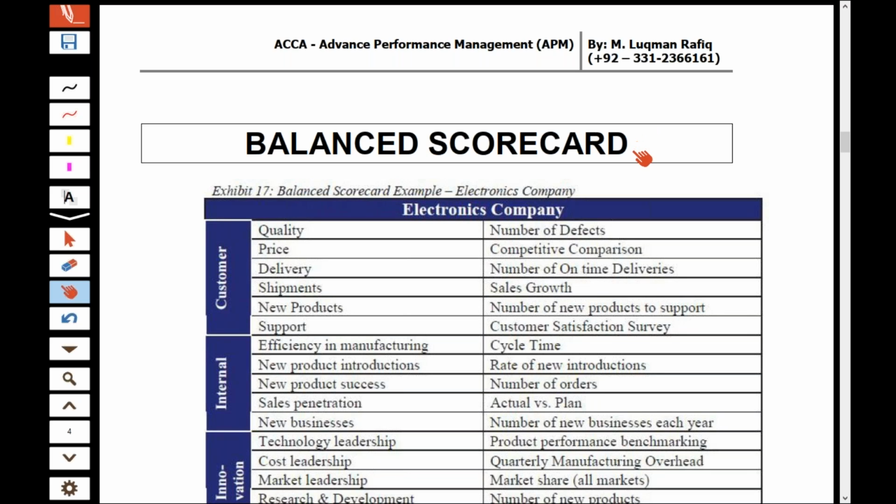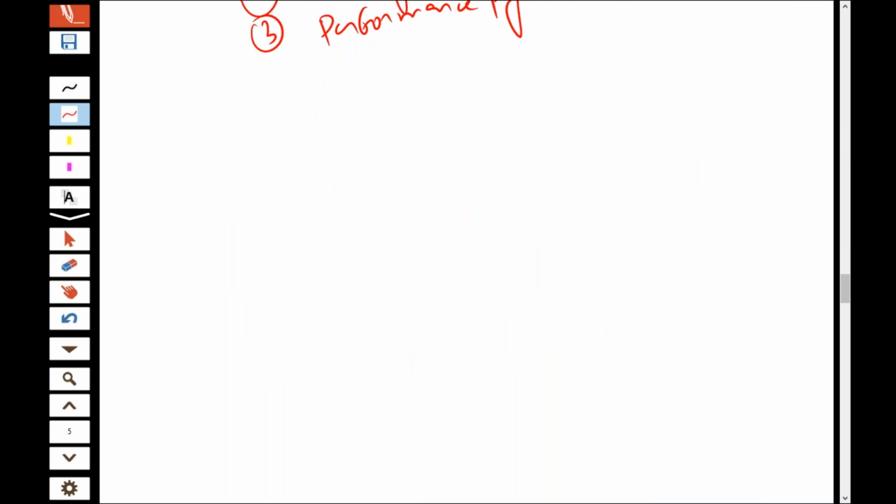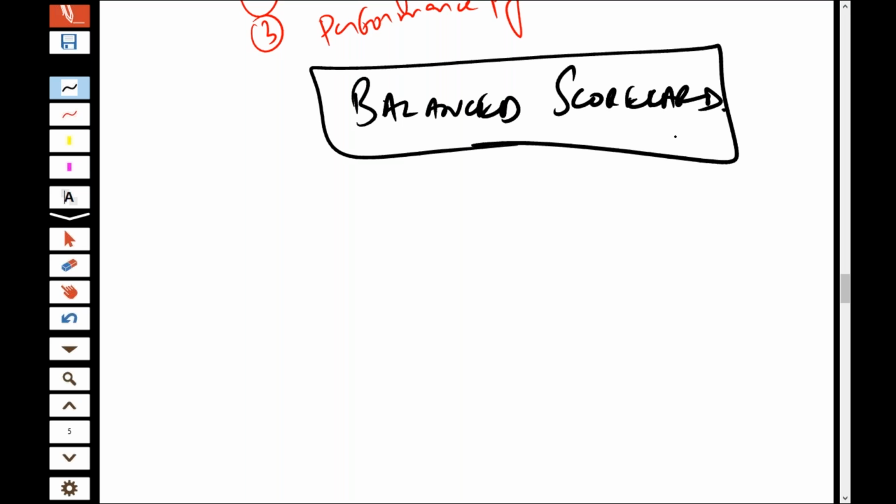Okay, so let's start discussing the Balanced Scorecard. The Balanced Scorecard is one of those models that was the first model introduced with respect to modern performance measurement. The Balanced Scorecard actually defines 4 perspectives.